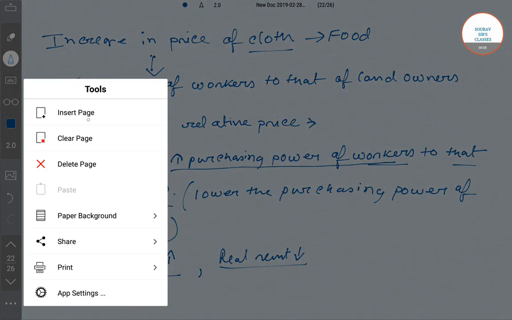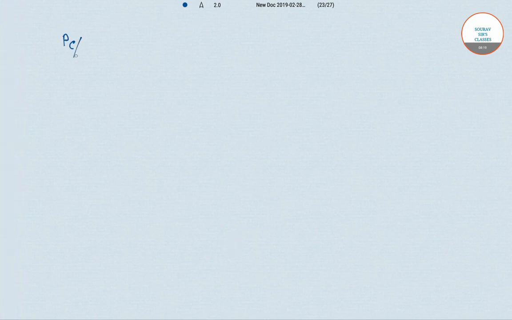Now we'll go further into the explanation of this. Given the relative price of cloth, we know the relative price of cloth is given by PC by PF. This is the relative price of cloth. We know that the ratio of wage rate to rental rate on land must equal W by R.